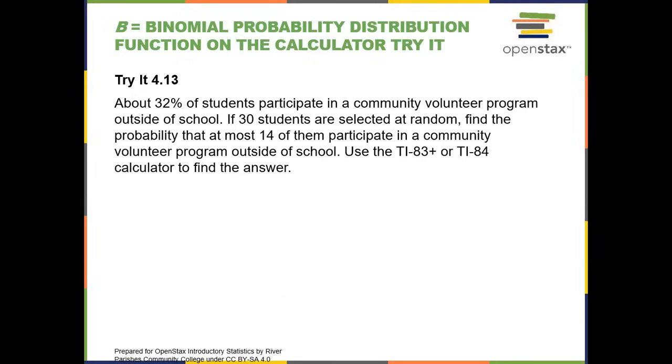About 32% of students participate in a community volunteer program outside of school. If 30 students are selected at random, that means number of trials n is 30. Find the probability that at most X is less than or equal to 14 participate in a community program. So second vars, at most means from 0 to 14. So you scroll down to binomcdf.